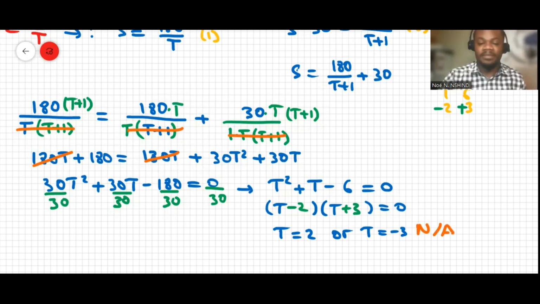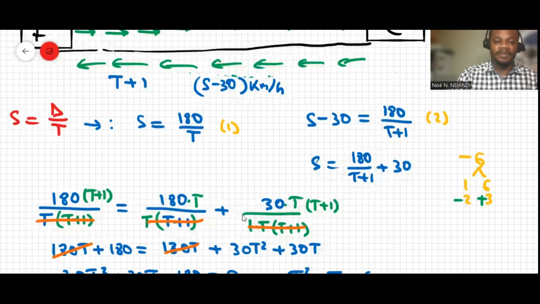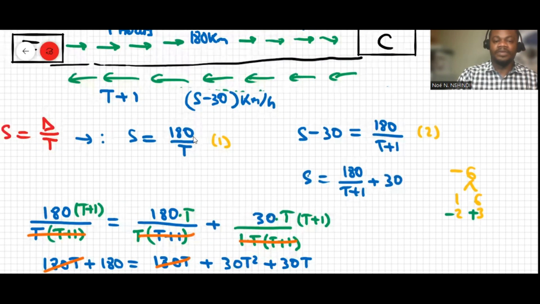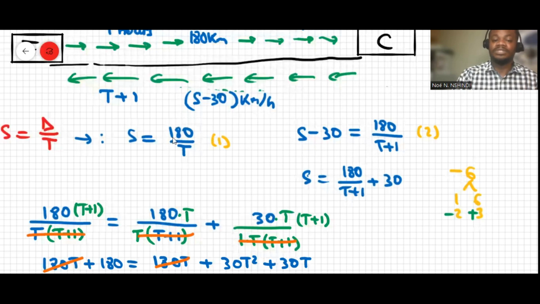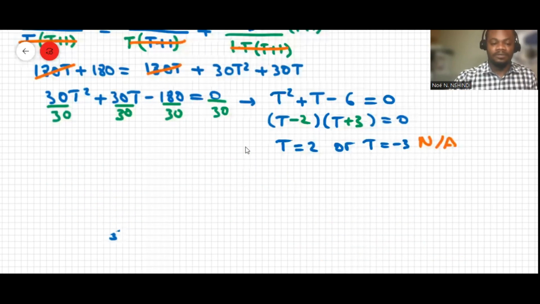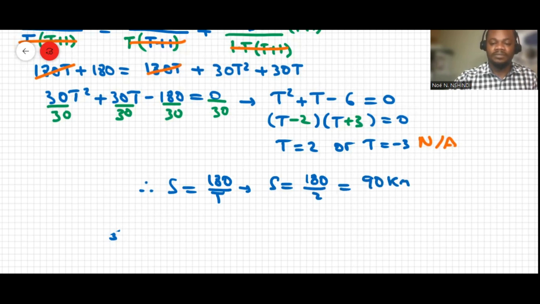Now that we got the time, we can work out the speed. We can substitute over here or there, but it's going to be easier to substitute over there. So the speed, therefore, which was 180 over t will become 180 over 2, which is 90 kilometers per hour.